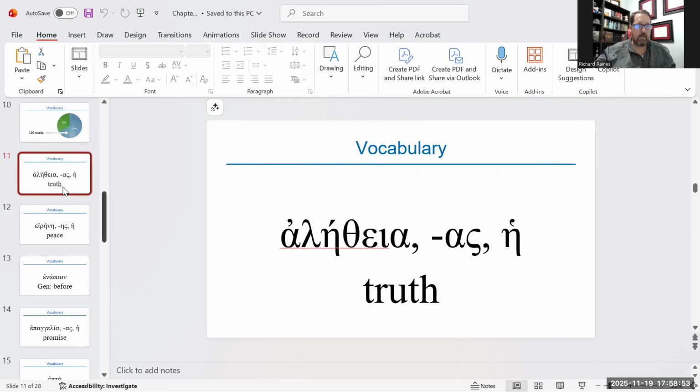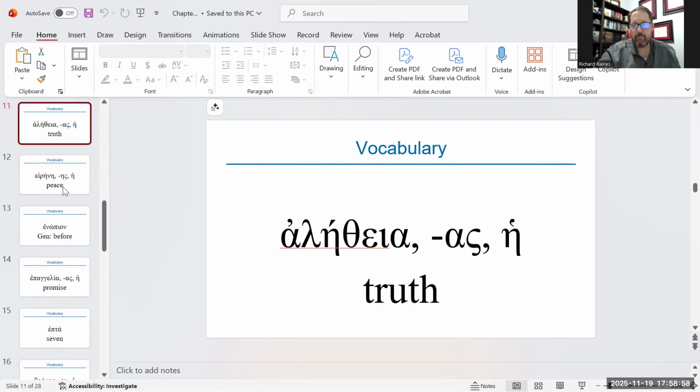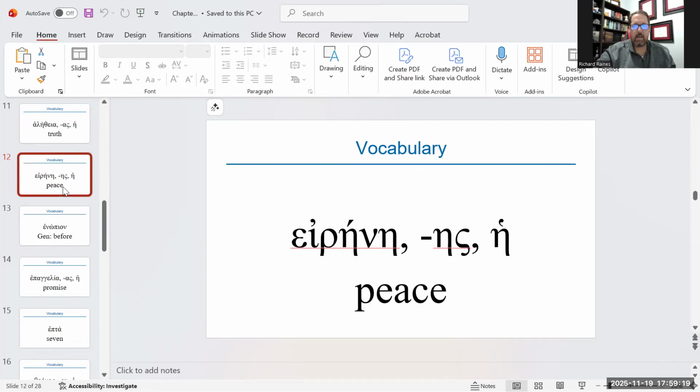A couple of my favorite Greek words are in this week's vocabulary. Aletheia, that means truth. I used to go to church with a teenage girl, well, she's an adult now with a couple of kids. Aletheia was her name, and it means truth. Aletheia, or aletheia, I say aletheia. Truth. Eirene means peace. Eirene.